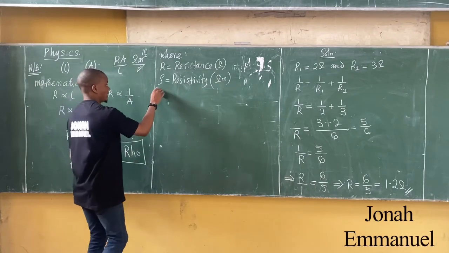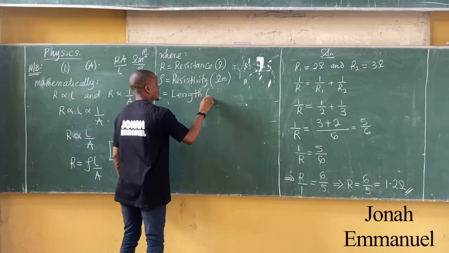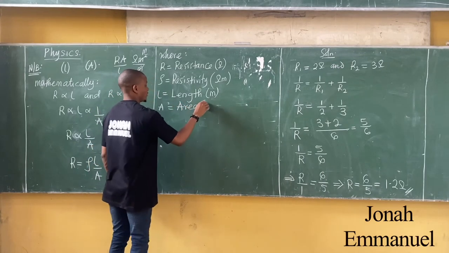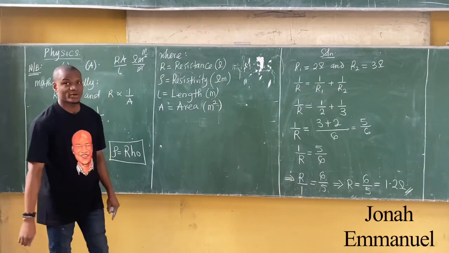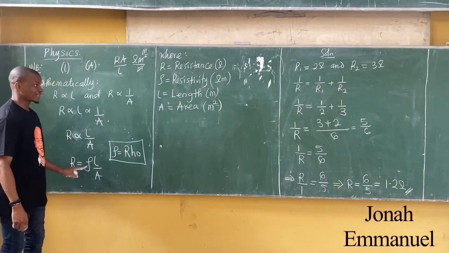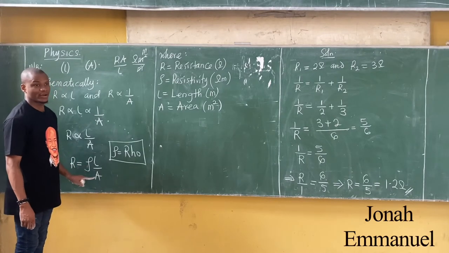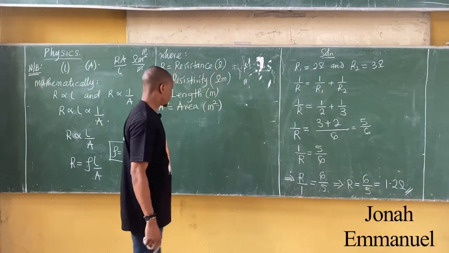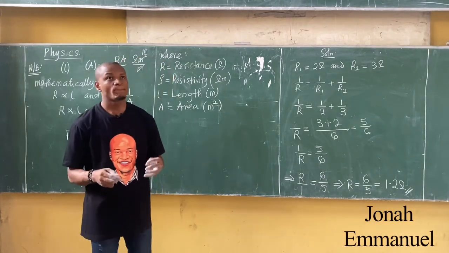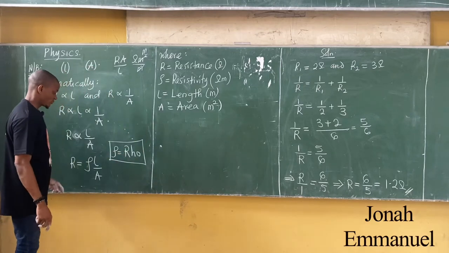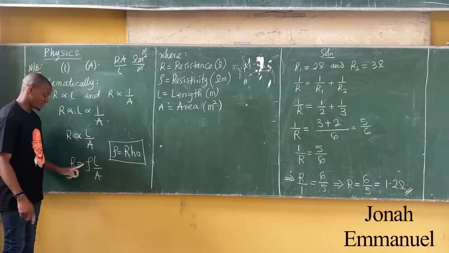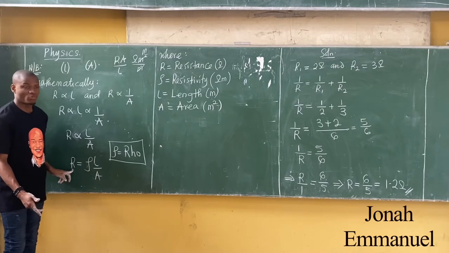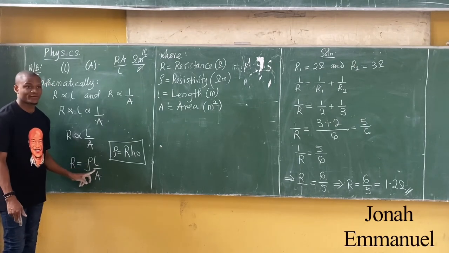That's resistivity. L is length, measured in meters, and A is area, measured in meters squared. So please take a look at it: R is equal to resistivity times length all over area. It's quite simple. If you're given a conductor's resistivity, the length, and the area, and you're asked to find resistance, it's easy. Multiply the resistivity by the length, all over the area.